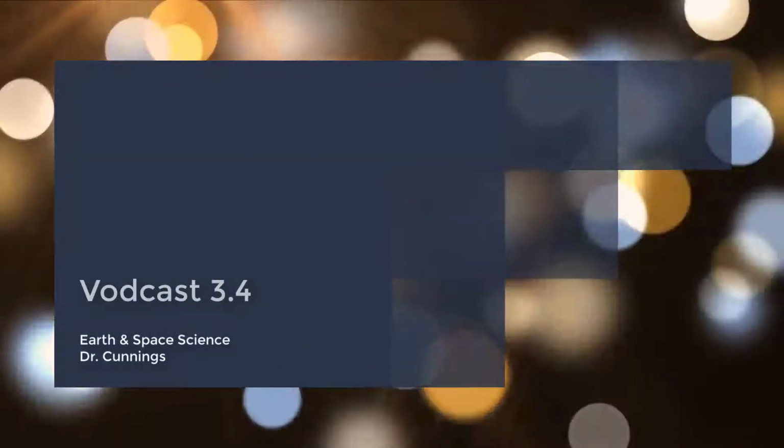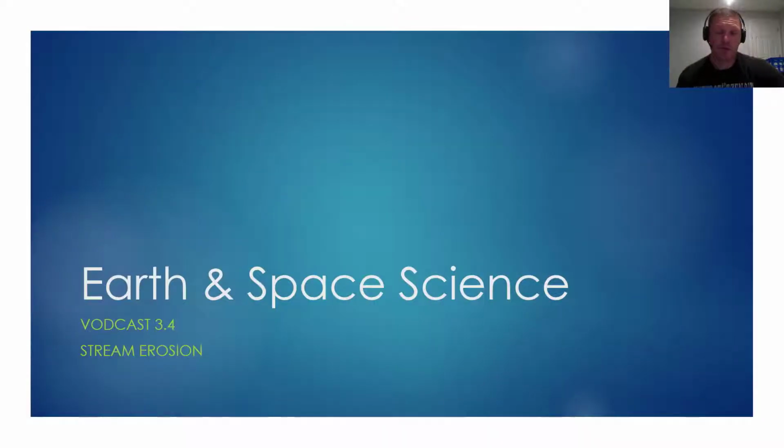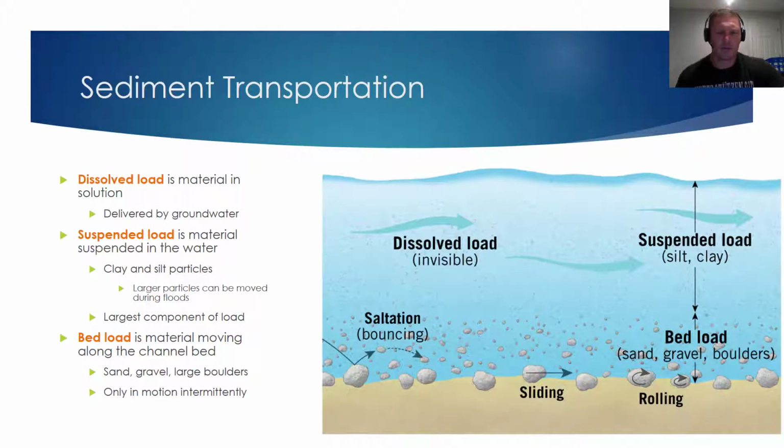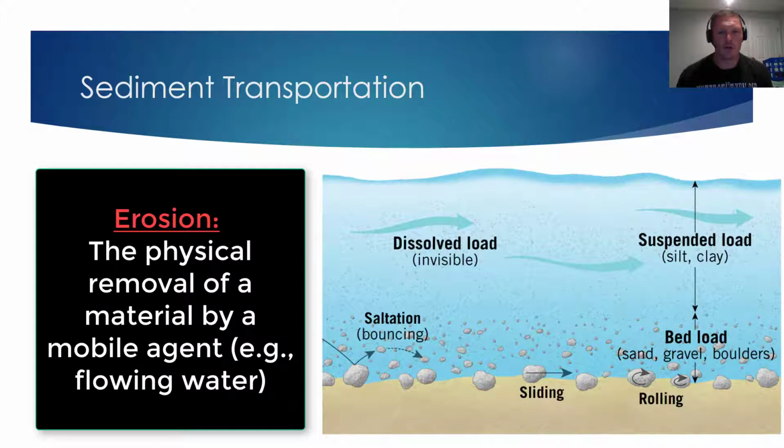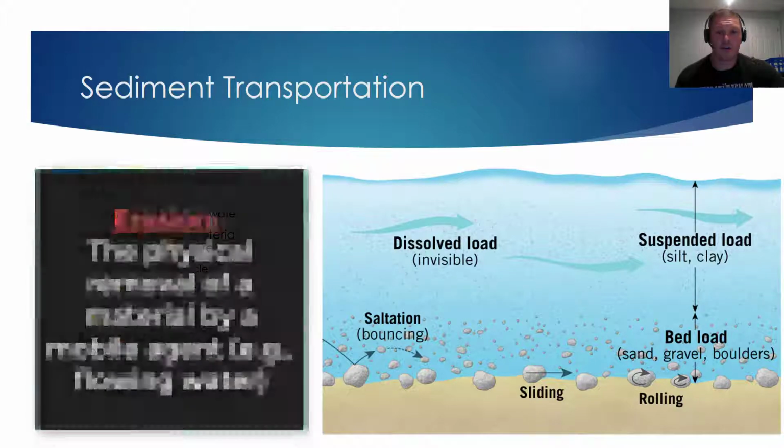The focus of this vodcast is stream erosion, and streams serve as Earth's most important erosional agents. Before discussing sediment transportation, I'd like to restate the definition of erosion. Erosion is the physical removal of a material by a mobile agent, and that mobile agent can be flowing water, waves, wind, and even glacial ice. Our focus is flowing water, because it has the most substantial impact on the reshaping of Earth's surface.